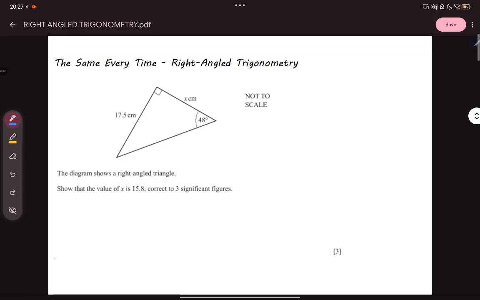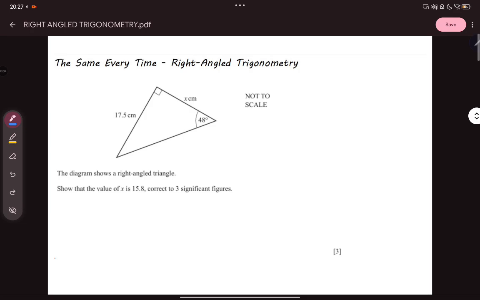IGCSE Maths and GCSE Maths, looking at the kind of questions that, apart from the numbers, are the same every time. We're in the second set of videos about right-angled triangles and using trigonometry in right-angled triangles. In the first video, we looked at how to use trigonometry to find a missing angle. In this video, we're going to be looking at how to find a missing side.